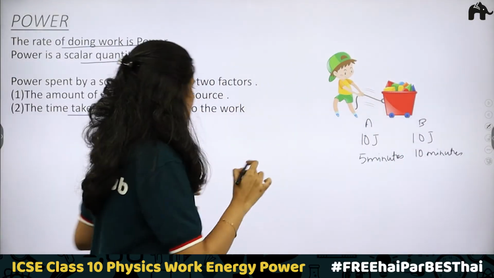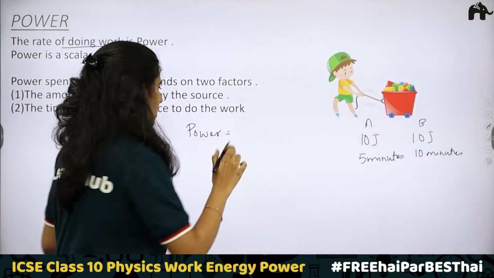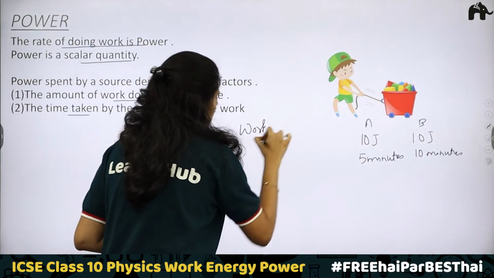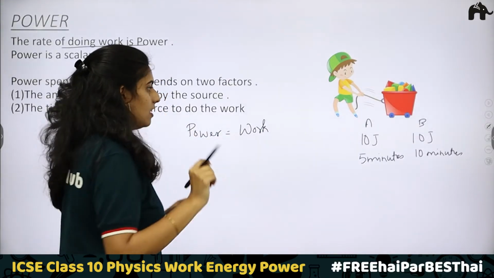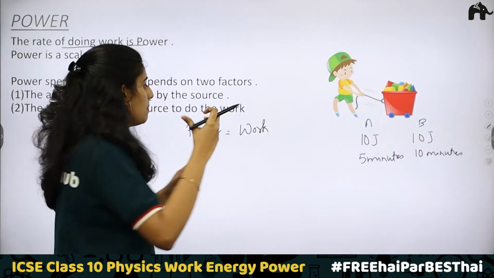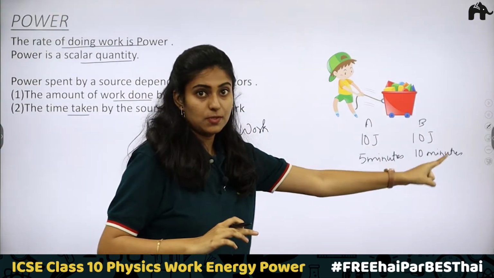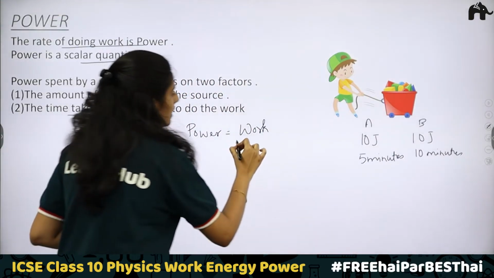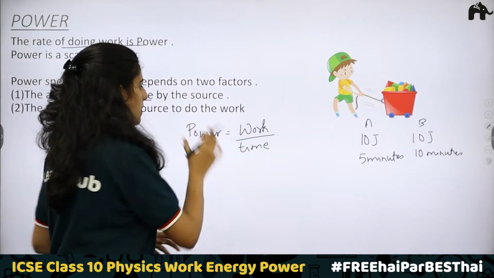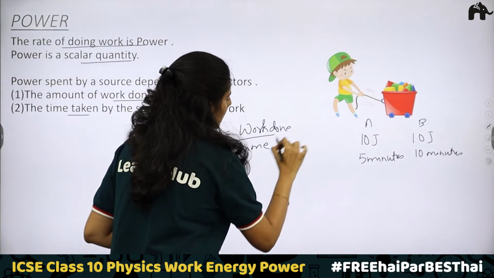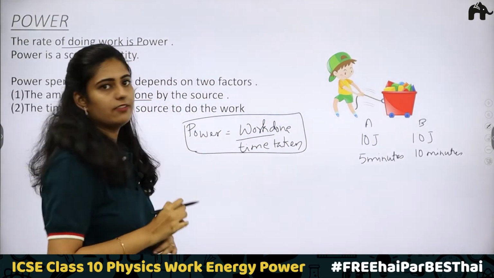Okay. Now we have a relation. Power is equal to... We said it depends on work. When work done increases, power also increases. And the second factor is time. We said that when time increases, power decreases. In this case, 10 minutes, the time has increased, which means the power has decreased. Therefore, power and time are inversely proportional. Power is equal to work done divided by time taken.